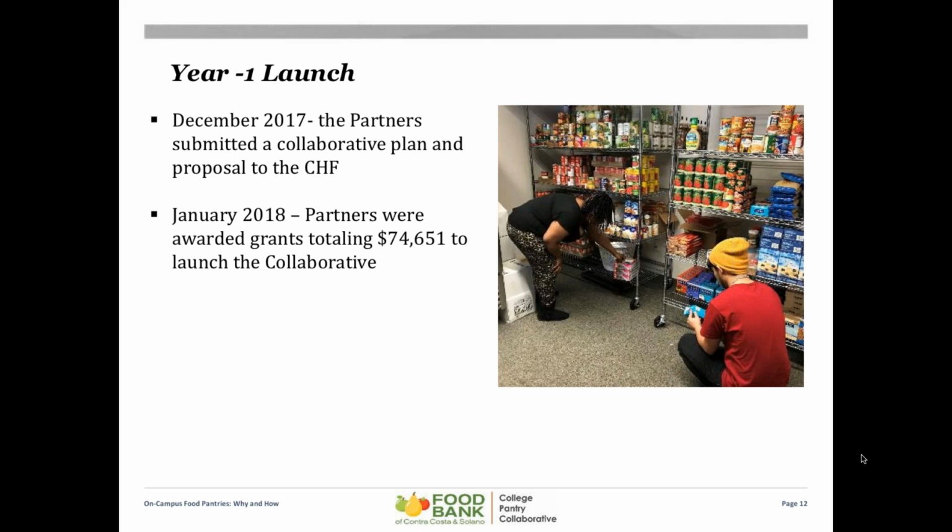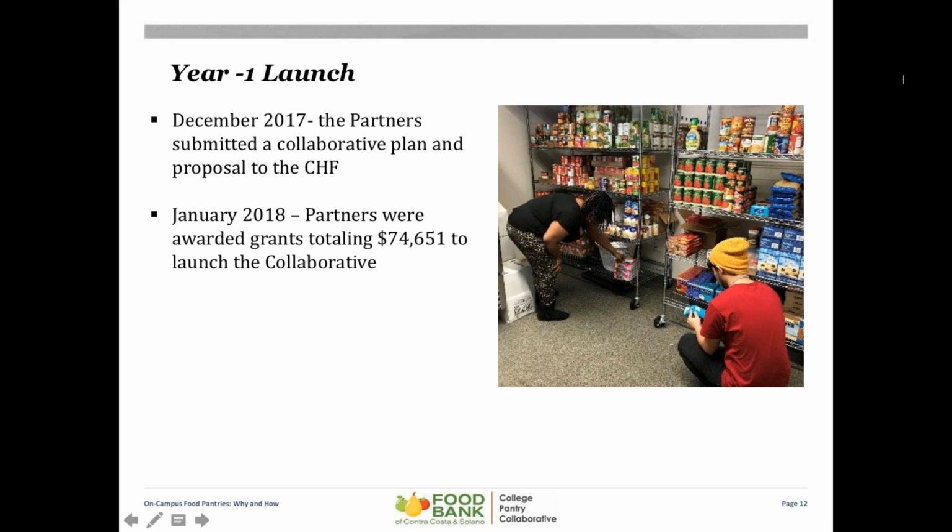The food bank's staff and leadership, as well as the two colleges' staff and leadership, presented in front of the Community Health Fund's board and staff. And we were really excited to collectively receive a $75,000 grant. And that was for all three organizations. So relatively speaking, it was a pretty affordable investment.